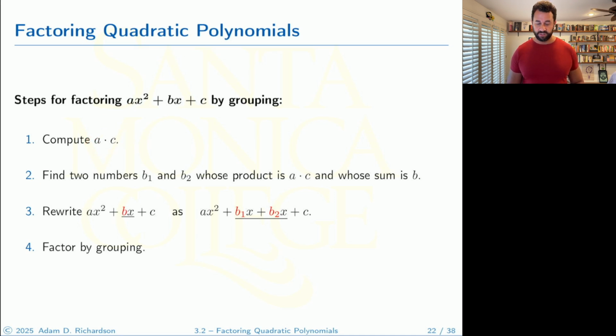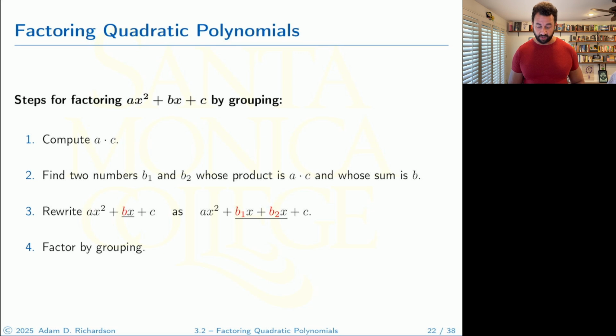Then you have to find two numbers, B1 and B2, whose product is A times C, but also whose sum is equal to B. So you're multiplying A and C, and you have to find two other numbers that multiply to give you AC and add to give you B. That's the second step.